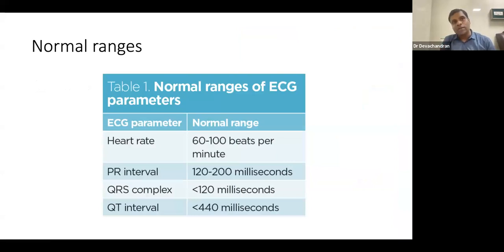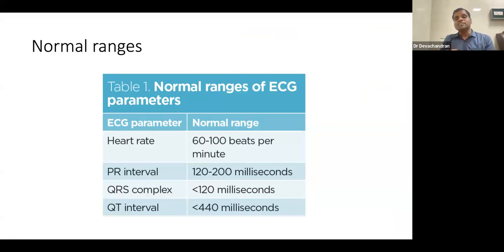Looking at the normal ranges, the normal heart rate is between 60 and 100 beats per minute. Anything below 60 is called bradycardia. Anything above 100 is called tachycardia. I will not go into the PR interval or QT interval, but we will only talk about the QRS complex. The QRS complex, comprising three waves, Q, R, and S, is generally less than 120 milliseconds wide. So we'll look at it using that graph paper in a minute.